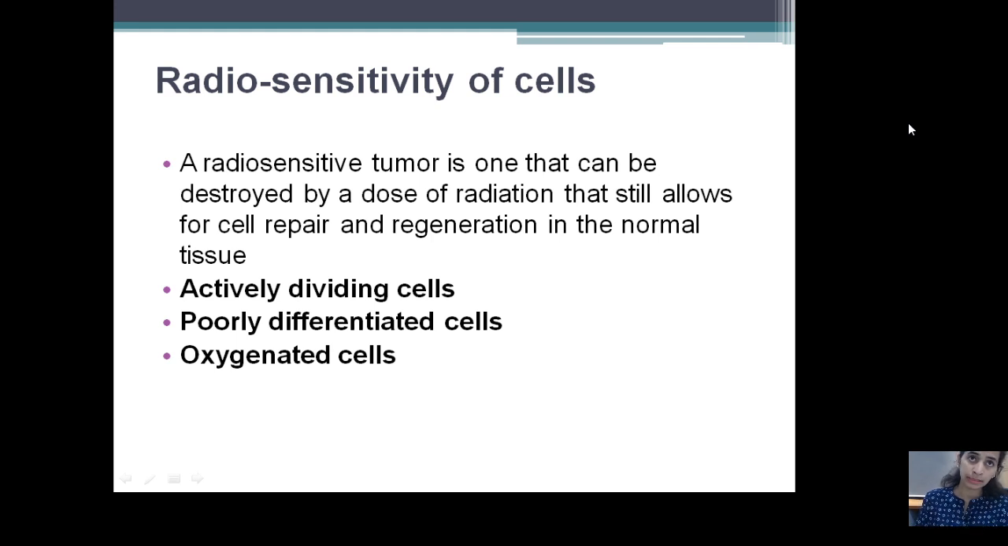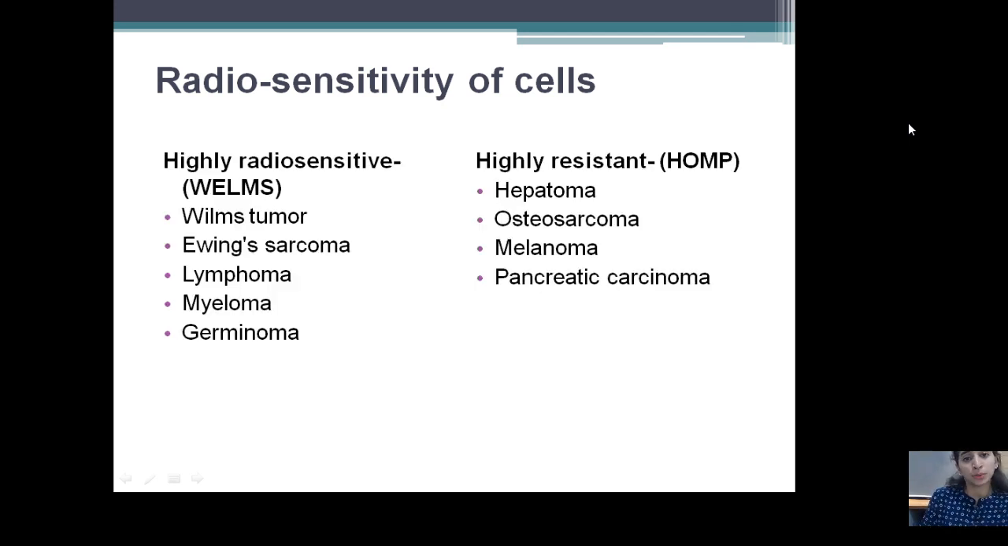Okay. Then there's another concept, that is radiosensitivity. A radiosensitive tumor is one that can be destroyed by a dose of radiation that still allows for repair and regeneration in the normal tissue. Actively dividing cells, poorly differentiated cells, and oxygenated cells are more radiosensitive, in contrast to highly differentiated cells. These are some examples of the radiosensitive cells.